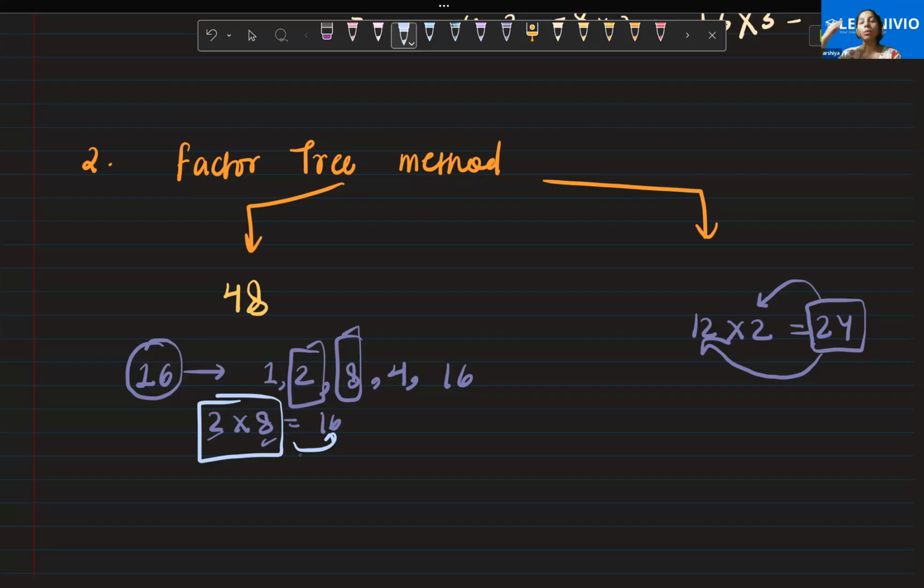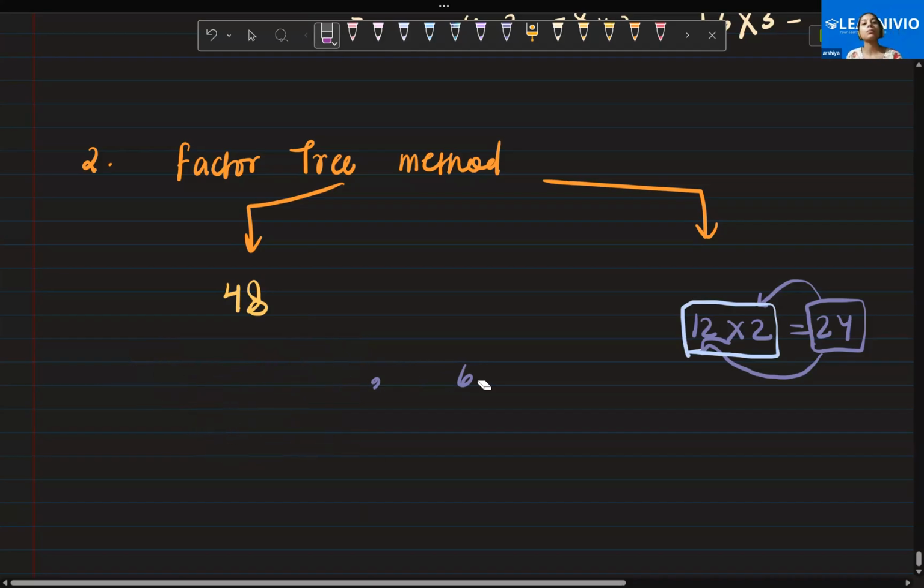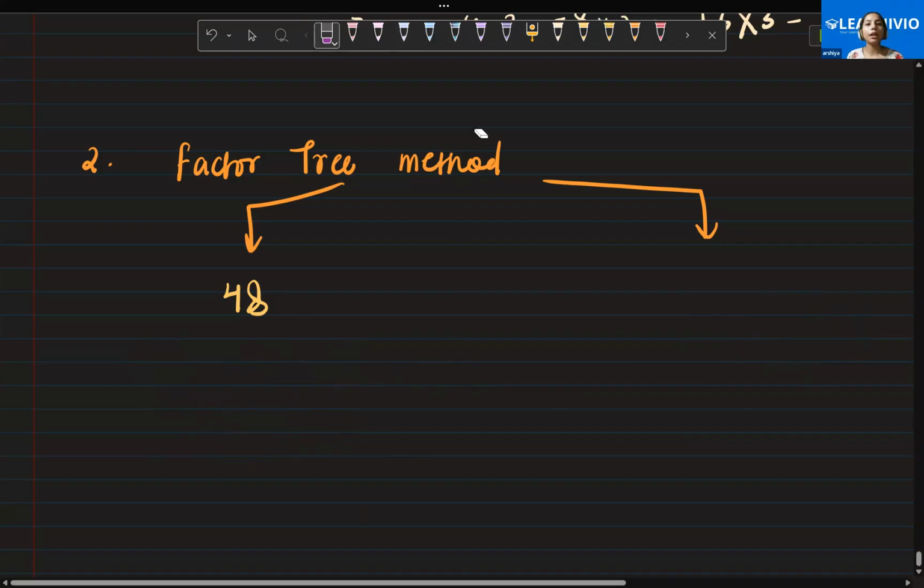No. Okay, okay. Similarly here, 12 and 2 are the factor pairs of 24. Now, once I start doing the questions, you'll understand it better. Okay, let me erase this first. Now, let's start with 48. This is the first method we're going to use.